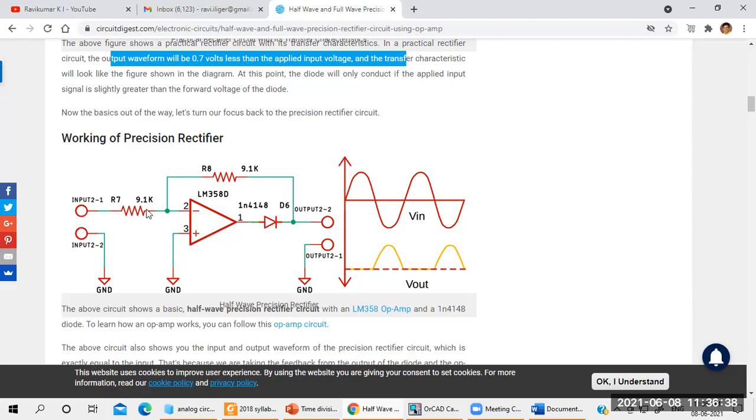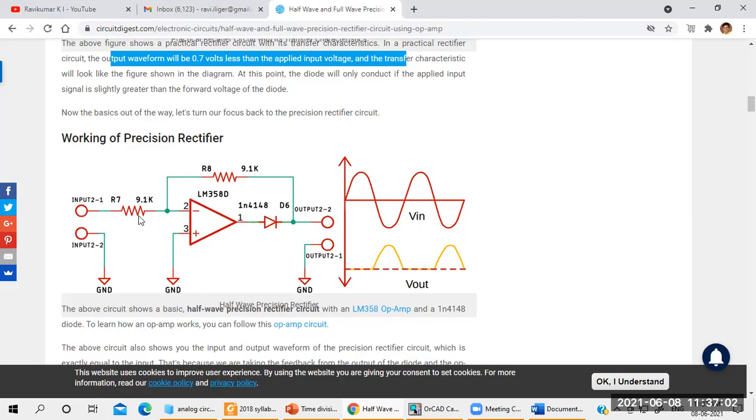Okay, apply the input voltage to the inverting terminal. Understood? If you apply the positive cycle here, it will be inverted, so it will become negative. When there is a negative here, the diode is reverse biased and becomes an open circuit. So in the negative voltage it will not conduct, and the output becomes 0. Okay, the output voltage is now 0.